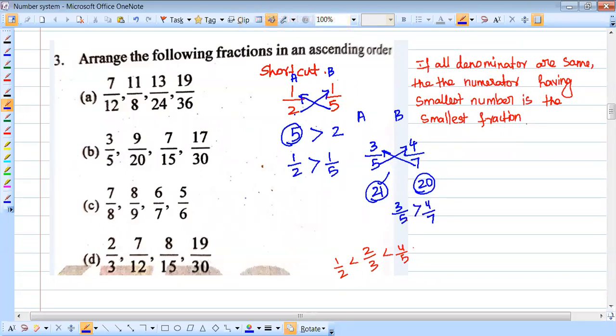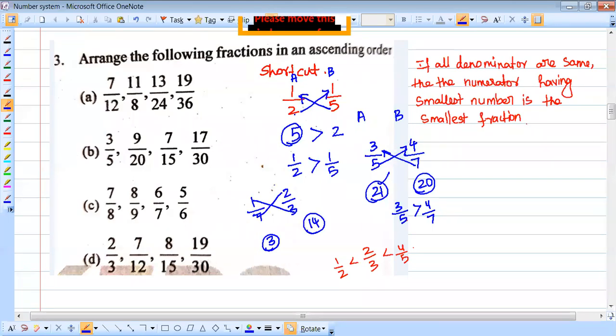Now let me write one more example. So 1 by 7 and 2 by 3. Now multiply this. 1 into 3, 3 we will get. 7 into 2, 14 you will get. Which is greater? 14 is greater. Then which fraction is on the 14 side? 2 by 3. Then 2 by 3 is greater than 1 by 7.